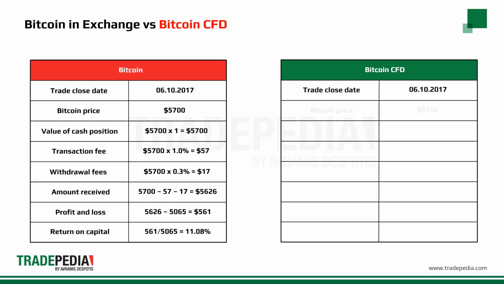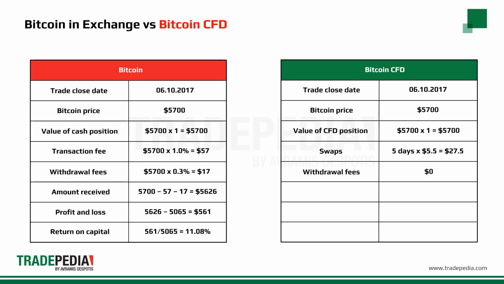Now let's look at what happens when we close the Bitcoin CFD position at the same time. The Bitcoin CFD price has also gone up to $5,700. The value of our position now equals 1 times 5,700 equals $5,700. On the CFD, there are no transaction and withdrawal or other fees, but we pay swaps, which is the cost of holding the position overnight. With swaps of $5.5 per day per unit, the cost is $27.5. The total amount received becomes 5,700 minus 27.5, which equals $5,672. This gives a profit of $672.